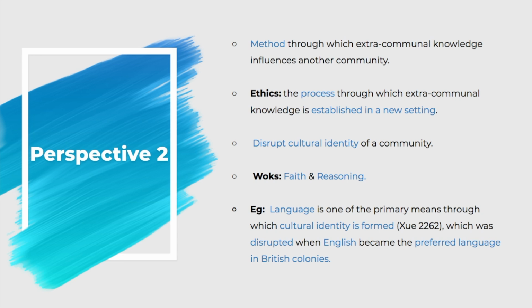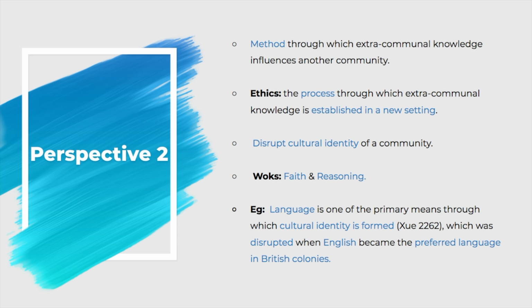An example of extra-communal knowledge affecting a system adversely is the international dominance of the English language that occurred through British colonization. Language is one of the primary means through which cultural identity is formed, a cultural identity which was disrupted when English became the preferred language in British colonies.